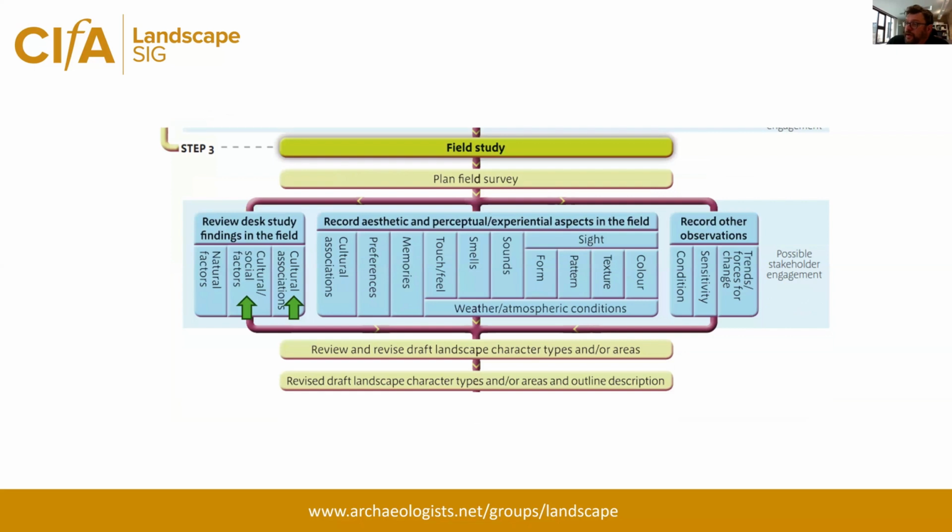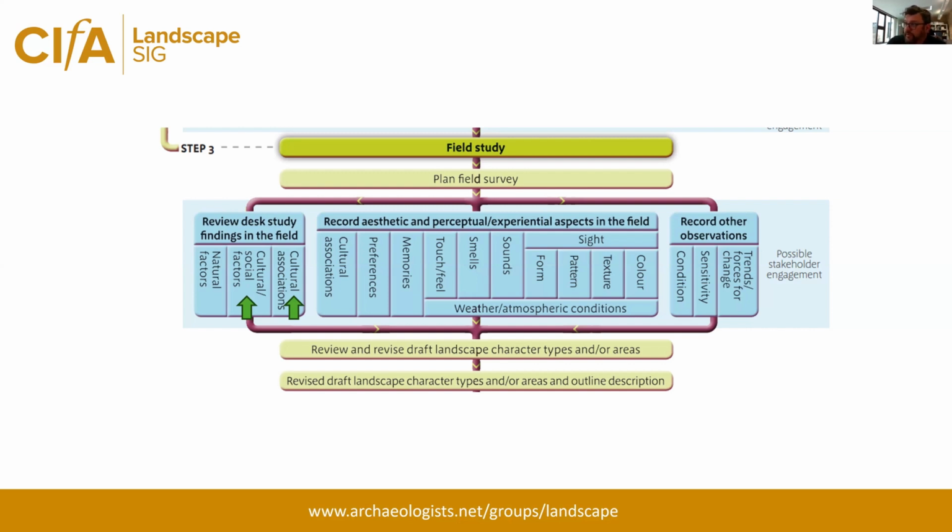And in step three, again, can't underestimate the value of the field study. You've got to be out there to really understand those perceptual and aesthetic qualities, but also see how heritage and cultural landscapes are evident, experienced, how the different assets interact with each other, how time depth is revealed, how complex palimpsest landscapes can be understood. So again, even in the field, we're thinking about cultural heritage, cultural associations, and how they're experienced.